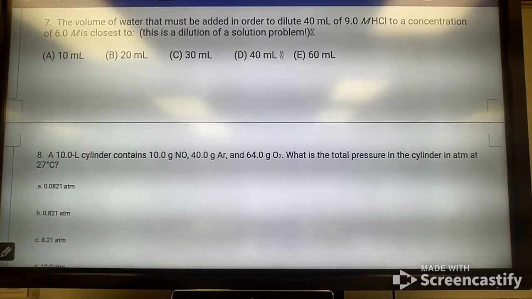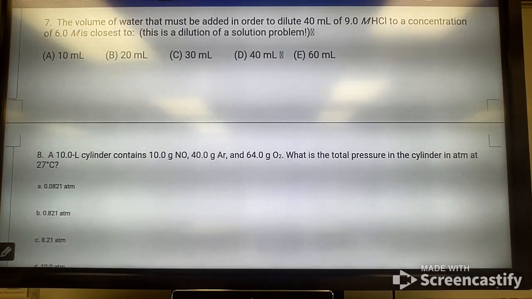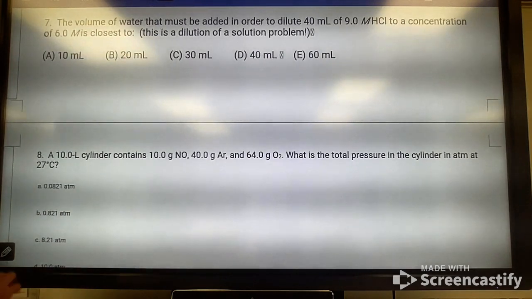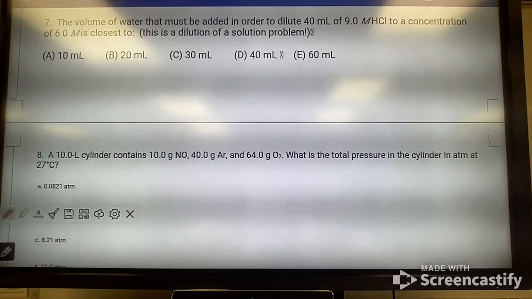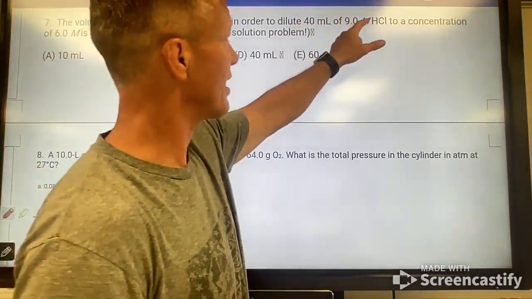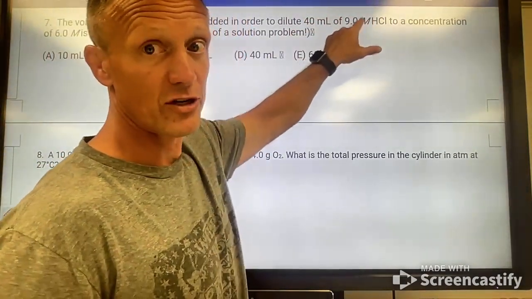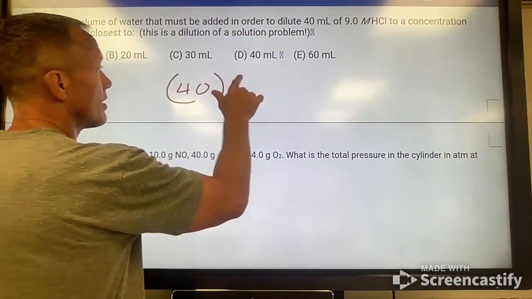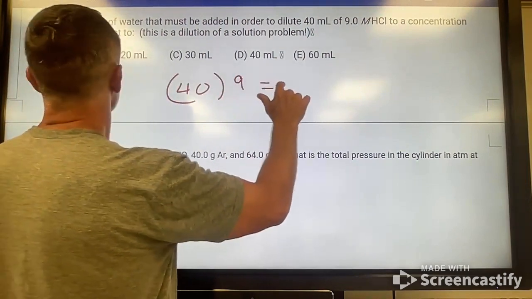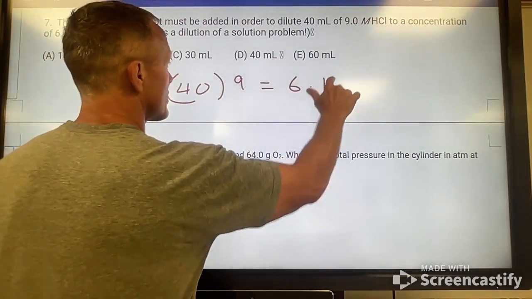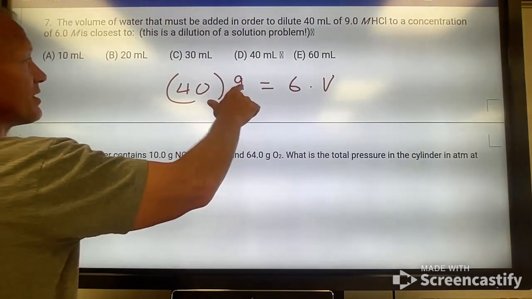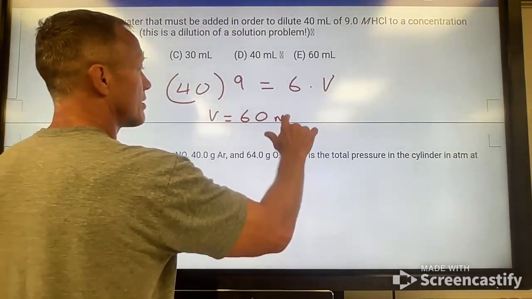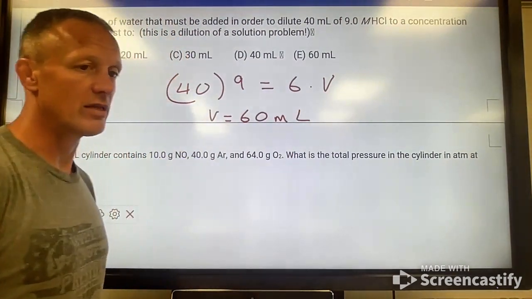Here's an old question. This is a dilution problem. What volume of water must be added in order to dilute 40 milliliters of 9 molar HCl to a concentration of 6 molar? So if we've got 40 milliliters of 9 molar, and we add a little bit of water, the concentration will eventually go down to 6 molar. We can use M1V1 = M2V2. So 40 times 9 equals 6 times V. So 4 times 9 is 360, divided by 6 is 60. 60 milliliters. That is not going to be the answer, though.